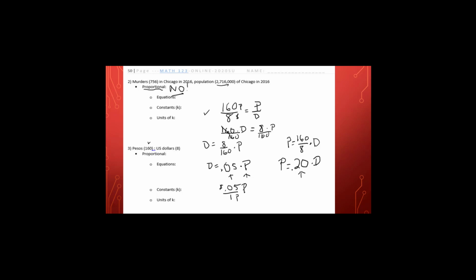And for this one, this is 20 over 1. I'm multiplying by dollars. So it's going to be dollars on the bottom and pesos on the top. So the units are pesos per dollar. In other words, you can read it 20 pesos per $1. This one you could read 0.05 dollars per 1 peso.